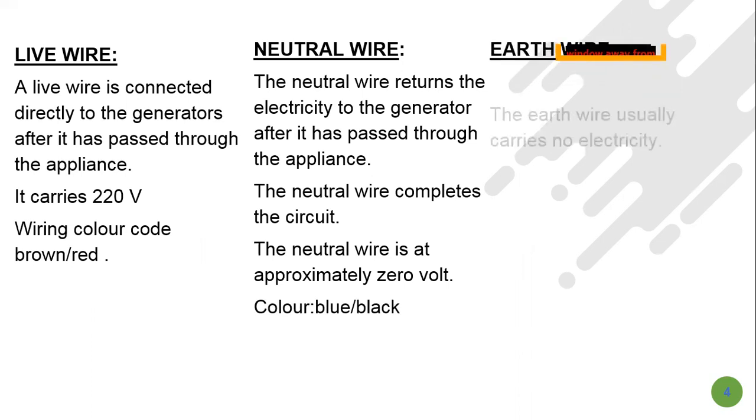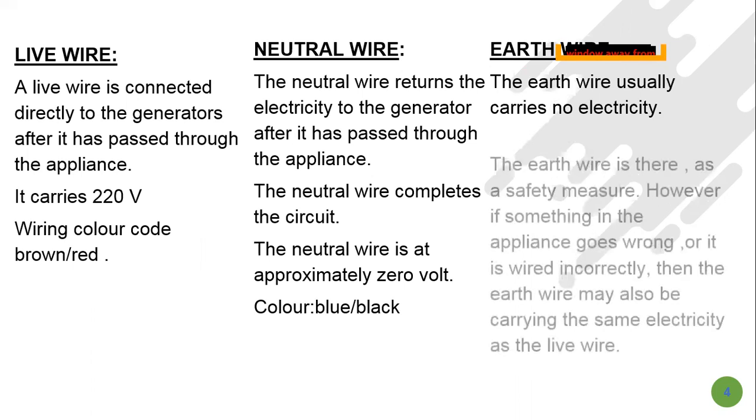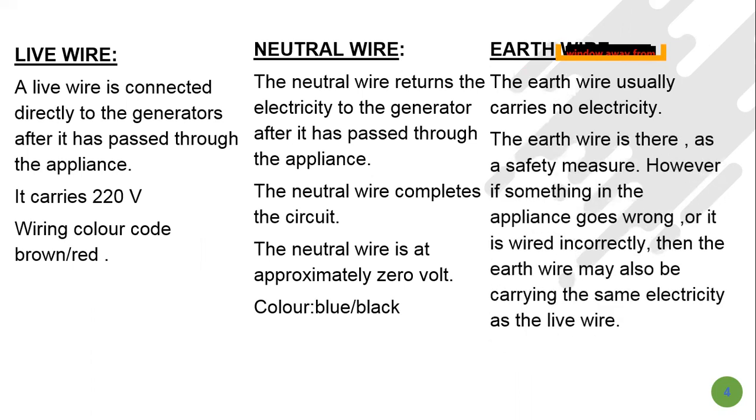Earth wire. The earth wire usually carries no electricity. The earth wire is there as a safety measure. However, if something in the appliance goes wrong or it is wired incorrectly, then the earth wire may also be carrying the same electricity as the live wire. So don't try to touch the earth wire also. All the wires are dangerous. Color of earth wire is green or yellow.